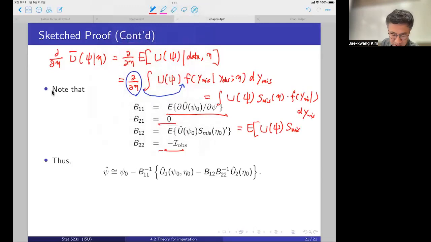By the way, you have everything here, conditional on data. Then you take the expectation on this conditional expectation. So that takes care of the final hurdle.